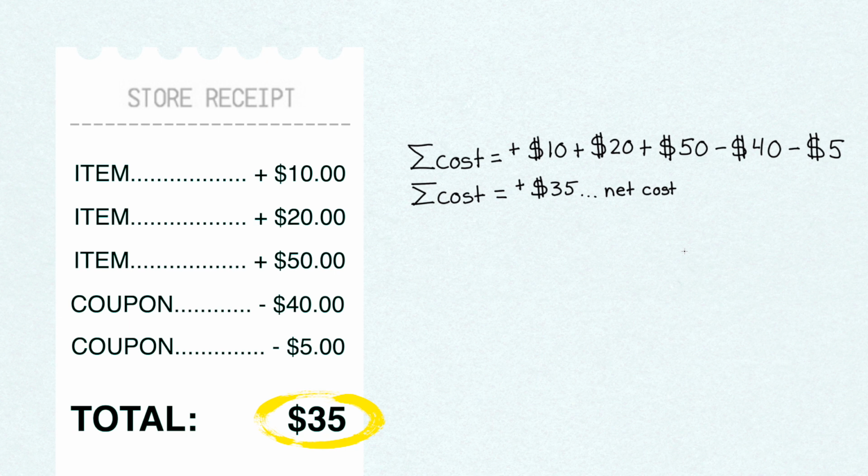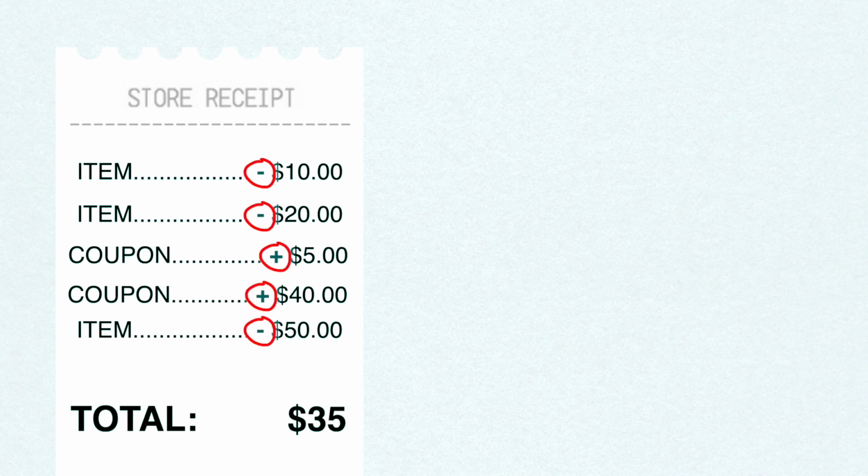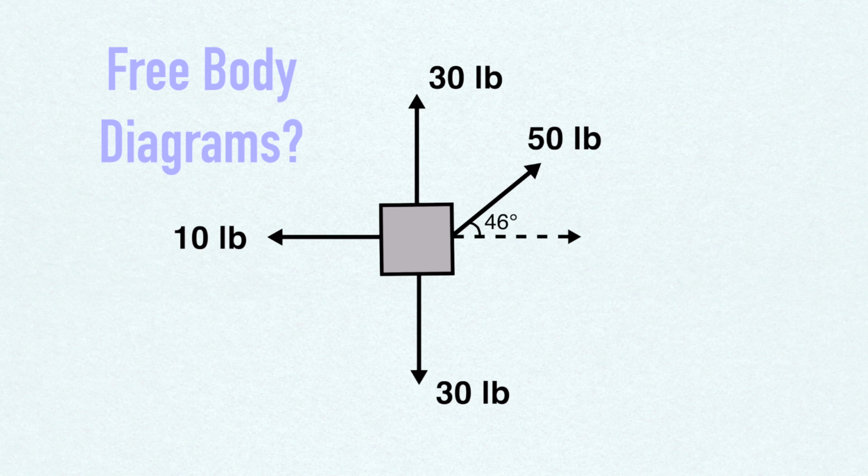Also, it's worth noting that the order in which the items are listed on the receipt doesn't matter, as long as you add all the items and subtract all the coupons. If I mixed up the order in which things were listed, the net cost would still be $35. Also, it wouldn't matter if I put minus signs on the items and plus signs on the coupons, and then the total would come out to be negative $35. As long as the cost of the item goes against the grain to the coupons and you subtract the differences, the final price will come out the same. It'll just be negative. So what does all this have to do with free body diagrams?